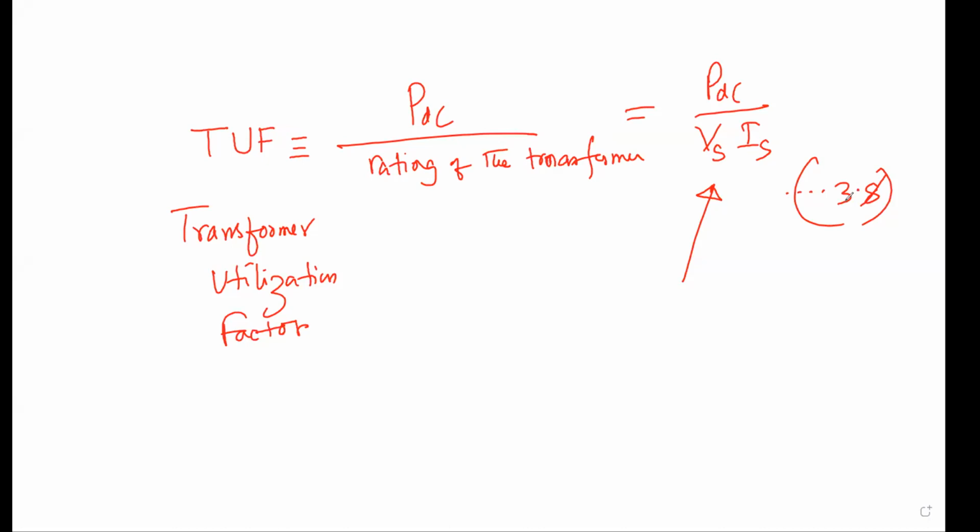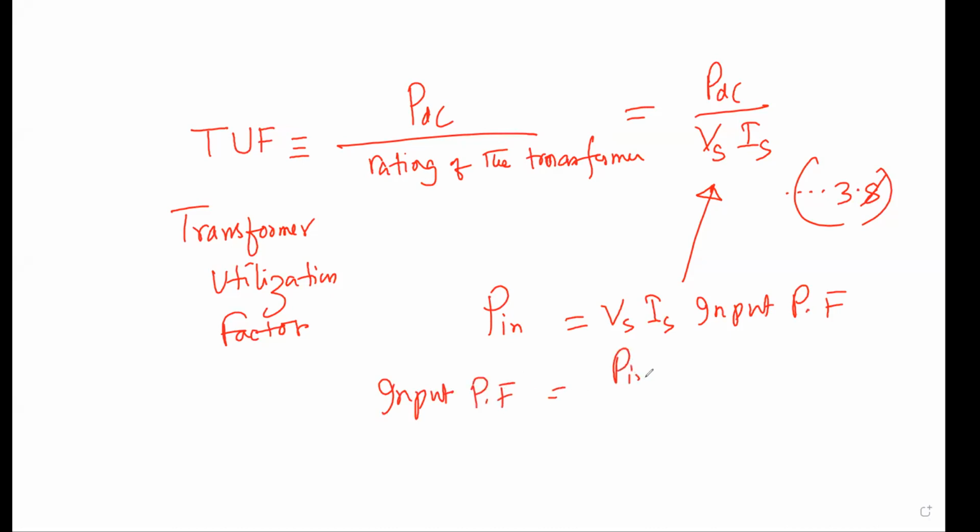And also, the input power is nothing but the VSIS, the input power factor. The input power factor will be P in, sometimes people call PSC, divided by VSIS. Okay. So these are, and there will be another factor, last one I am defining. This is equation number 3.9, and 3.10 is the test factor.